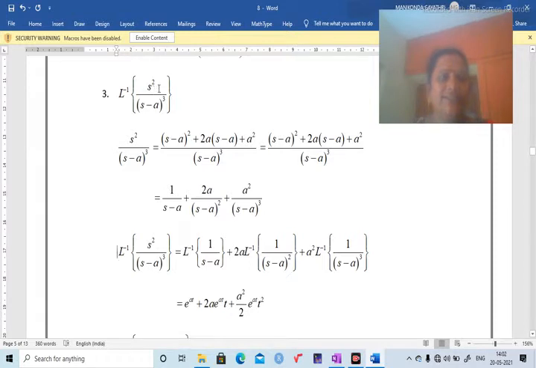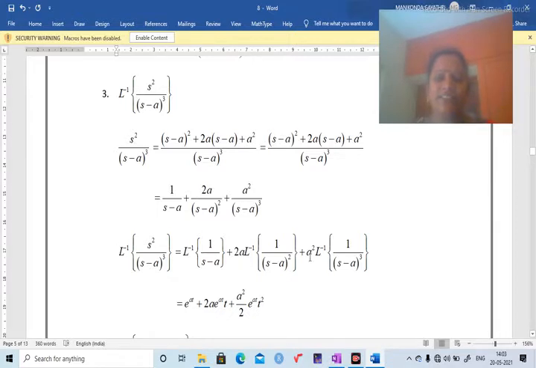Next, L inverse of s square by (s minus a) whole cube. Now I am going to write down the numerator s square like this. The simplification of this is s square only. Here (s minus a) whole square by (s minus a) whole cube is 1 by (s minus a), plus 2a by (s minus a) whole square, by (s minus a) whole cube. Take Laplace inverse on both sides and then we are going to get this step.